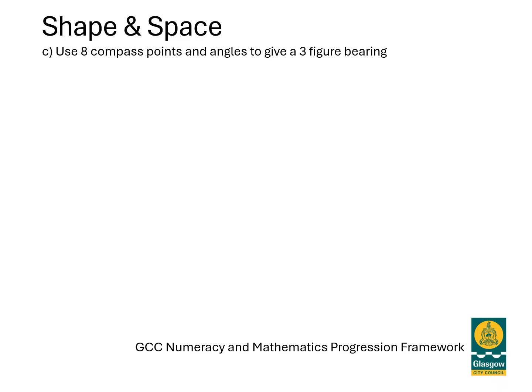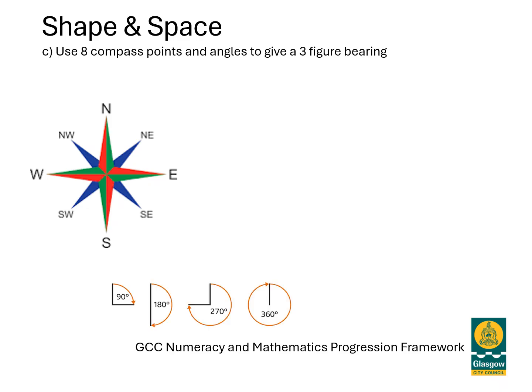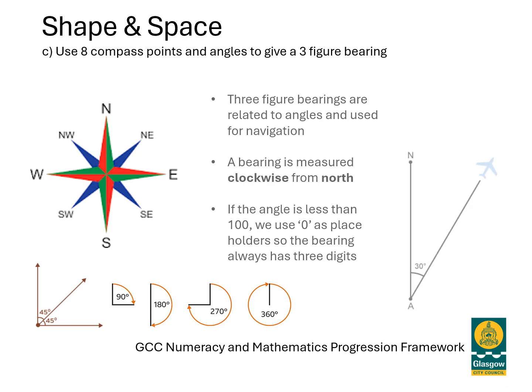Our other teaching point for shape and space is use of the 8 compass points and angles to give 3-figure bearings, and this is the new bit of information. So we've met the 8 compass points in primary 5. We've learned about how we can talk about turns in terms of angles, so a quarter turn being 90 degrees, a half turn being 180 degrees. We've also laid onto that the distance between, say, north and northeast as 45 degrees. But the idea of a 3-figure bearing is new.